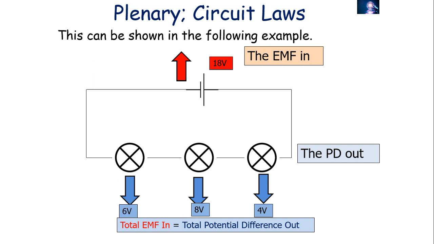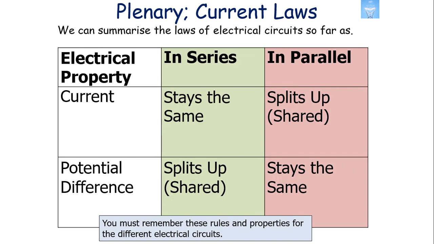In this particular example, we've got 18 volts going into the circuit, and so we're going to have 18 volts going out of the circuit. So we've got 6, 8, and 4. Now you might think, why have they not split equally? Well, the amount of potential difference each particular light bulb will receive is due to their resistances. So this tells me that the middle bulb has a higher resistance than the other two bulbs, so will take more potential difference. Whilst the bulb on the far right has the lowest resistance, so will take the least amount of potential difference.